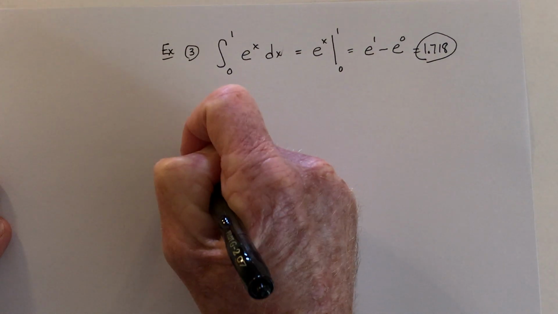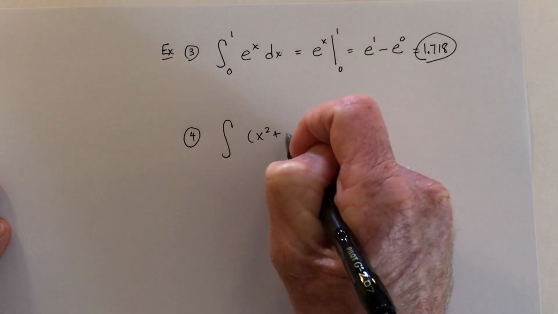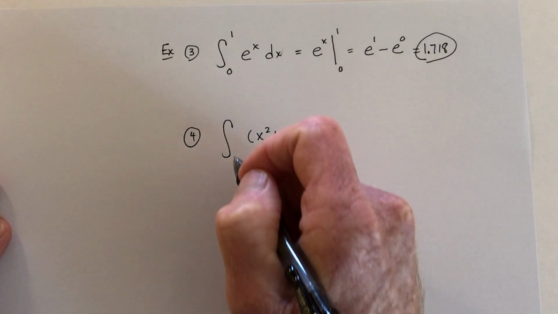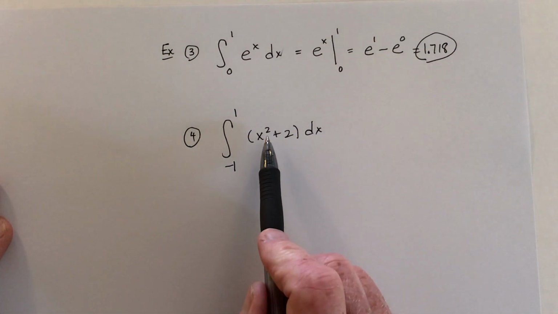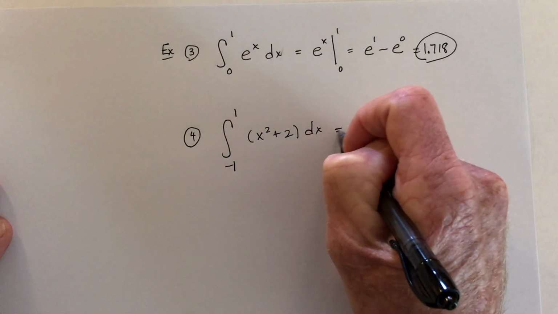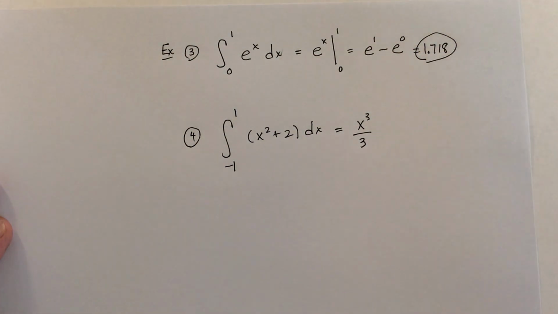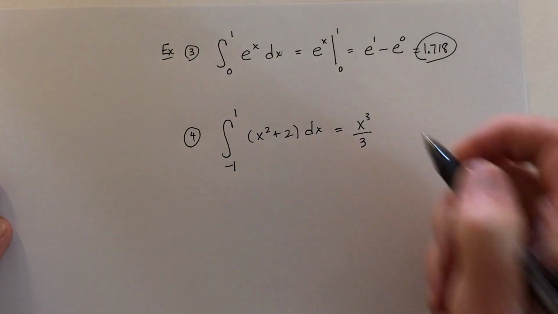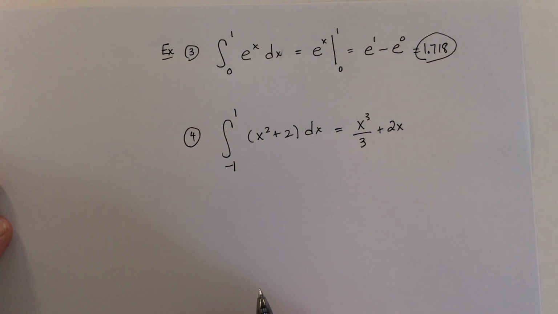For example number 4, how about if you're finding the area under x squared plus 2, which is a parabola, and then have it go from -1 to +1. So right here, add 1 to the exponent, that's going to become x to the 3, and then divide by that 3. X to the 3, divide by 3. And the antiderivative of the number 2 is the function 2x. Okay, so there's the antiderivative.